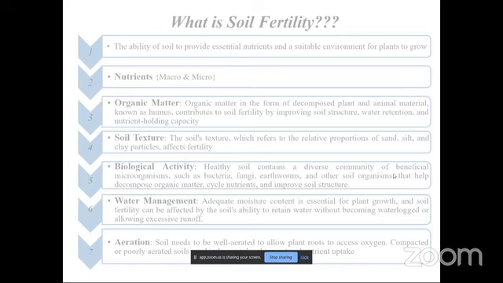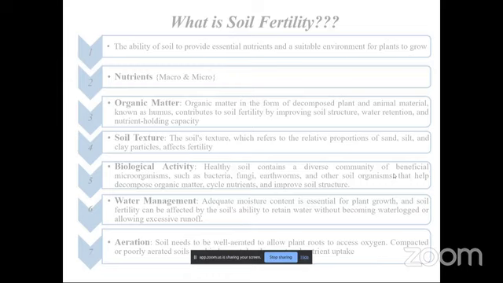Why is soil testing important? Soil fertility basically falls under seven characters. It is the ability of a soil to provide the essential nutrients and a suitable environment for plant growth. For a plant to grow, it needs a suitable environment: soil, water, and nutrient availability. Basically, there are seven factors which favor soil fertility and plant growth.